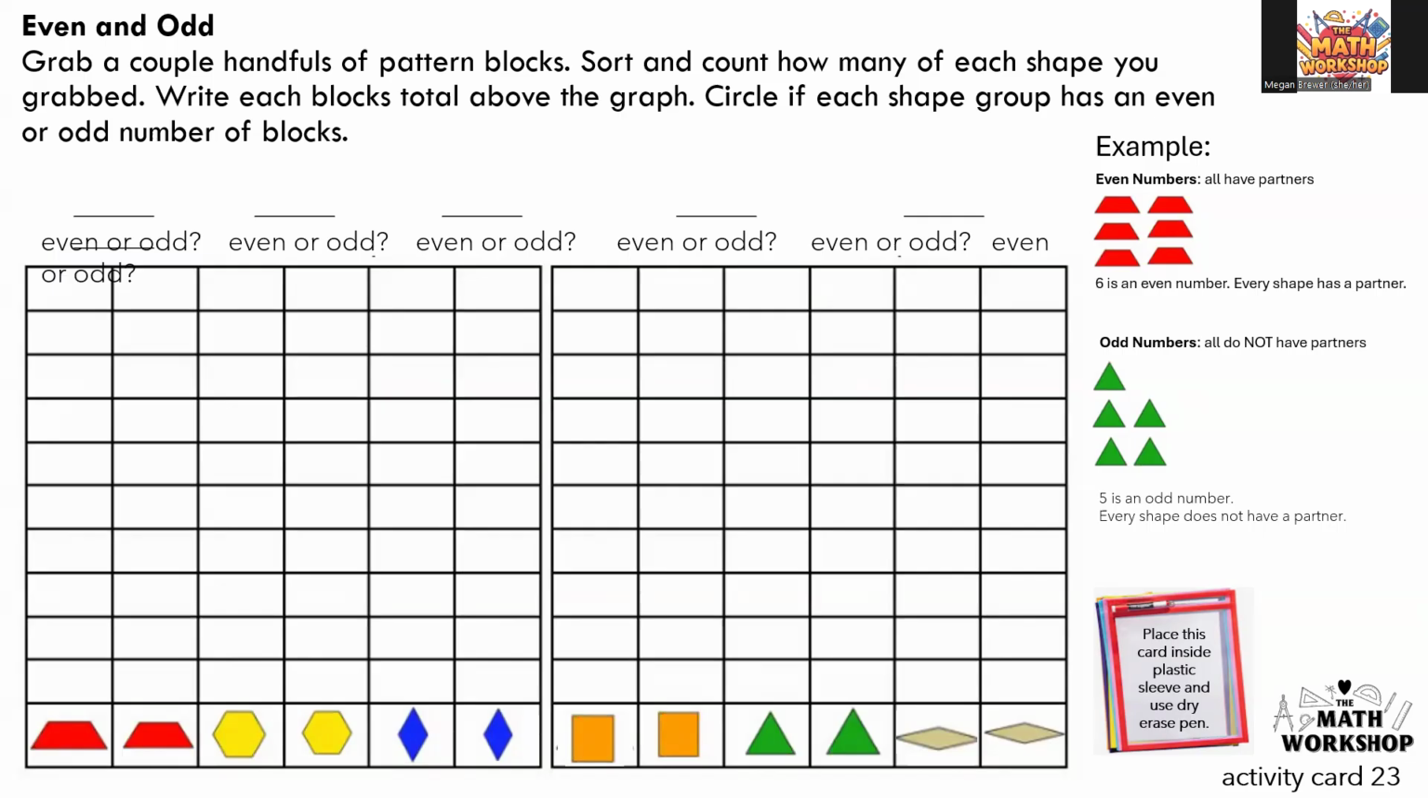So providing that support of what even numbers are over on the right-hand side, and how we explain this to second graders in a conceptual way is that even numbers always have partners. And odd numbers, there's going to be one left over. So it's a real conceptual way to understand even and odd numbers.